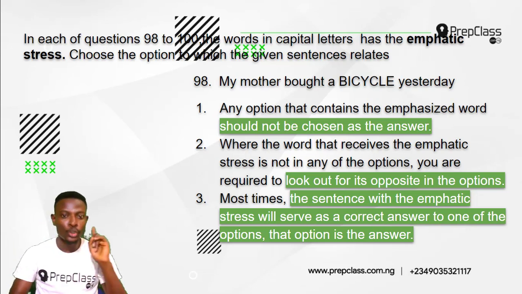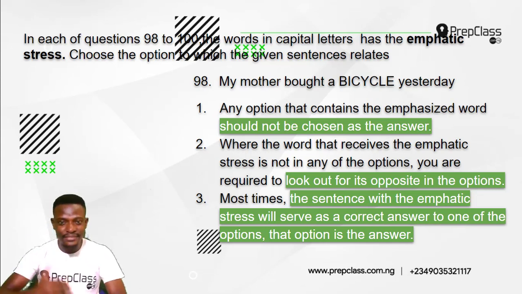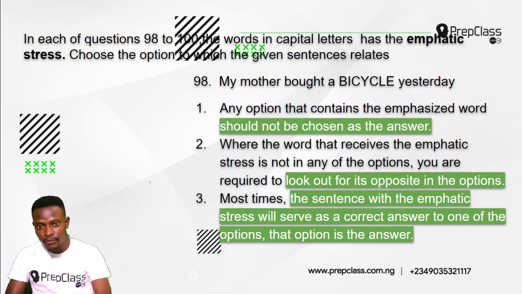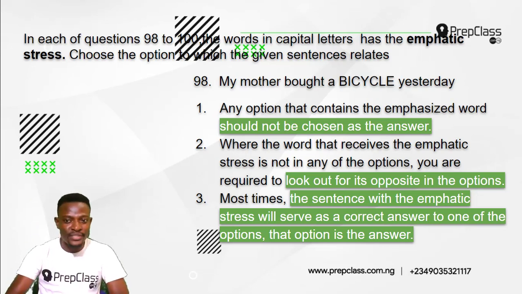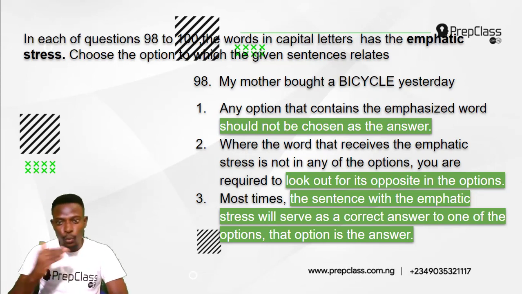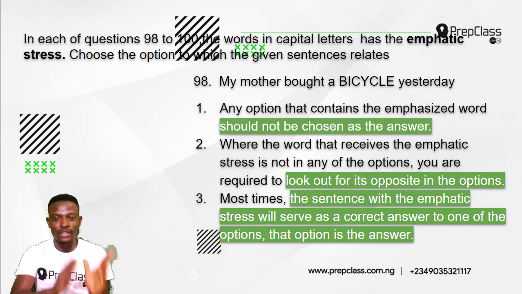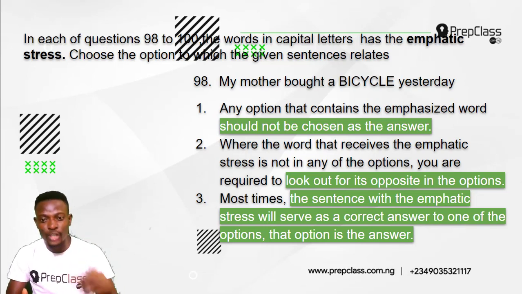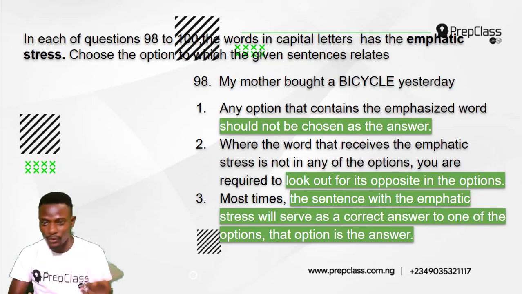Rule number 2. Where the word that receives the emphatic stress is not in any of the options, you are required to look out for its opposite in the options. So if you cannot find the emphasized word in any of the options, we have to look out for its opposite. So if there is any option that does not have bicycle in it, we have to look for the opposite of bicycle in that option.